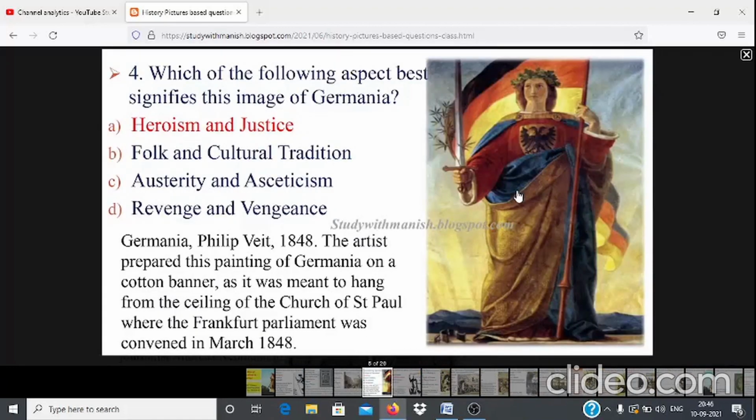Next question. Which of the following aspects best signifies the image of Germania? And the options are A. Heroism and justice, B. Folk and cultural trade, C. Austerity and asceticism, and D. Revenge and vengeance. And the correct option is heroism and justice.